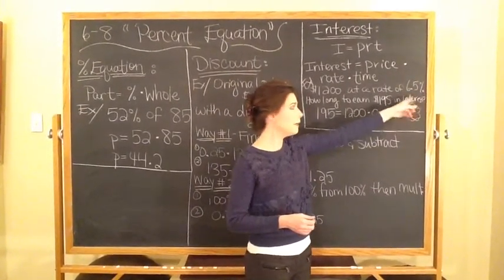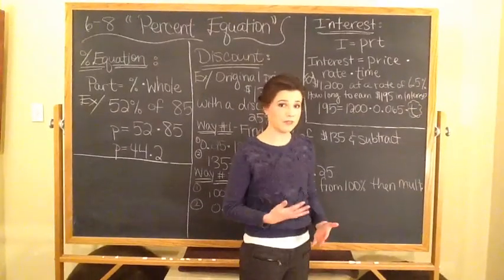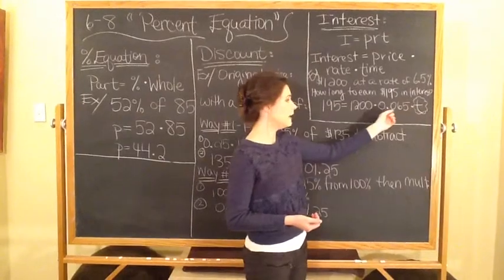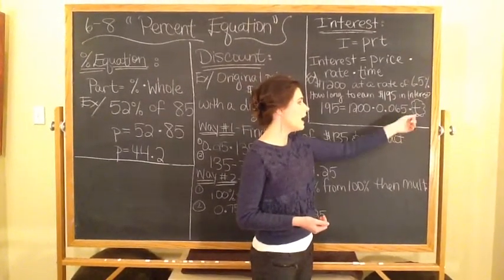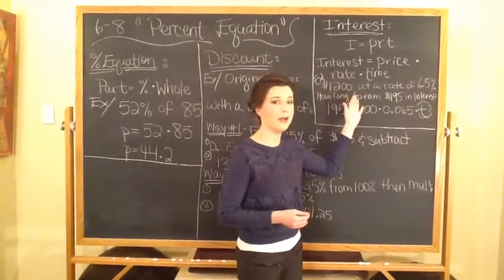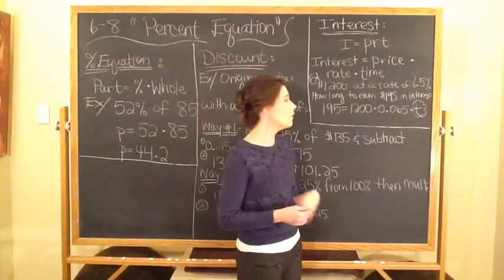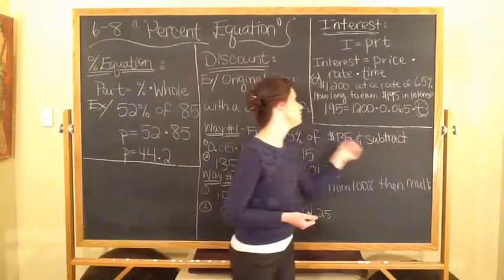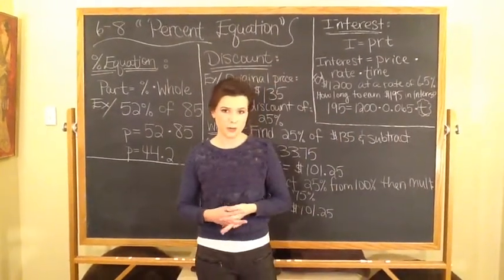But we can't multiply by 6.5 because that's in percent form. We need to put it in decimal form, so I'm going to move my decimal 2 places to the left. And I'm going to get 0.065. And then we're going to have to multiply by t, the time. So they didn't give us the time or how long it's going to be in there. So that's what we're solving for. So basically you'll multiply these two numbers together and you'll divide it over to solve for your missing variable.